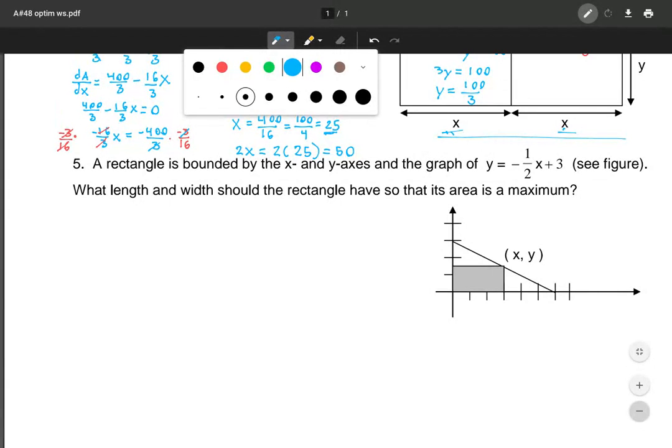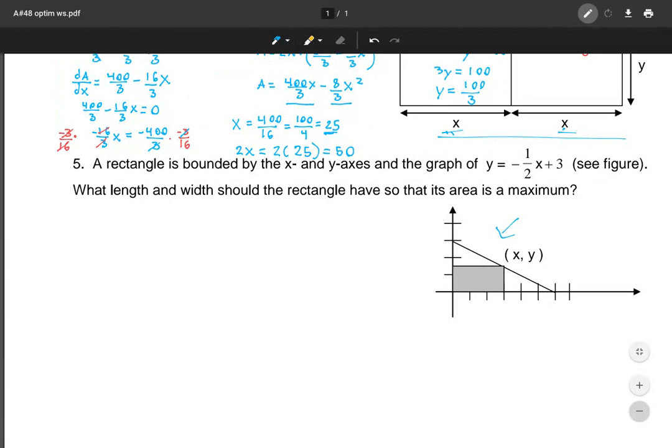It says a rectangle is bounded by the x and y axis, and the graph of y is equal to negative 1/2 x plus 3. So here's the figure. You can see it. So what length and width should the rectangle have so that the area is maximum? Remember, it has to be enclosed between the x and y axis and this curve right here.